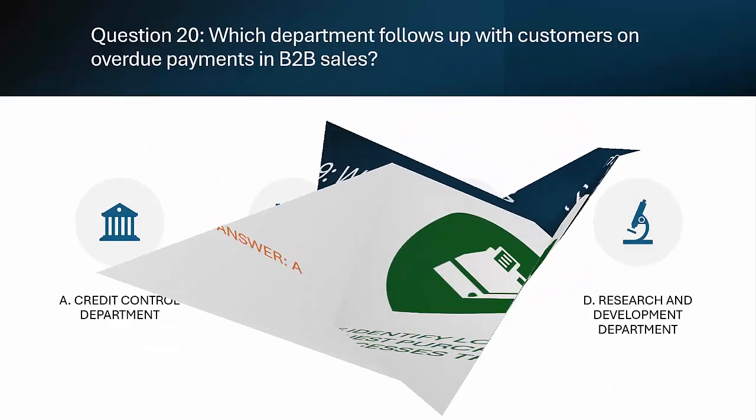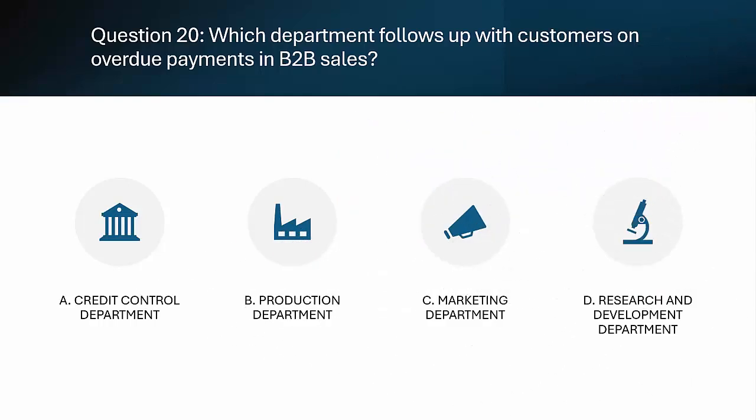Question 20. Who follows up on overdue payments in a B2B sale? In a business-to-business (B2B) sales scenario, when a customer buys on credit but doesn't pay on time, which department is responsible for following up? A. Credit Control Department. B. Production Department. C. Marketing Department. D. Research and Development Department.